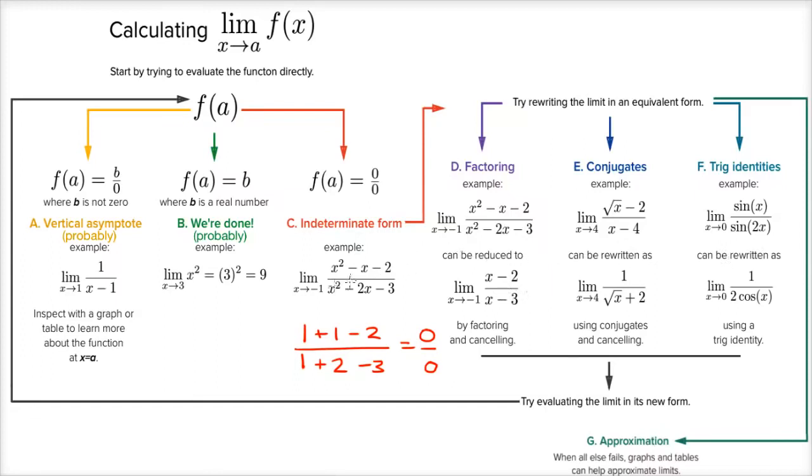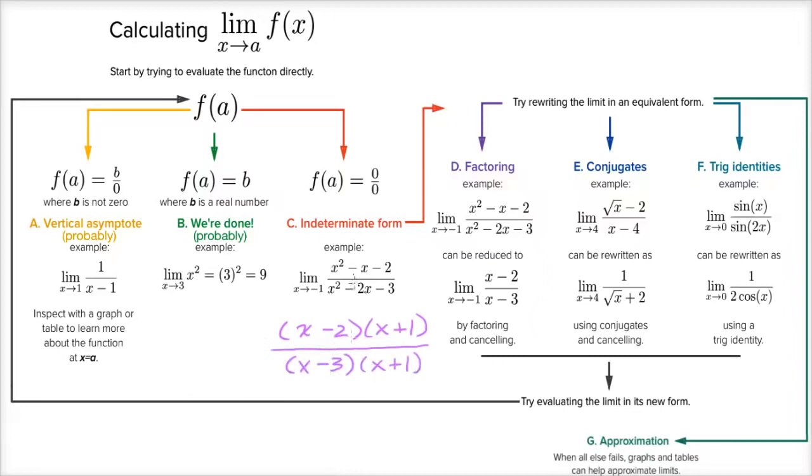So the first thing that you might want to try to do, especially if you're dealing with a rational expression like this and you're getting indeterminate form, is try to factor it. Try to see if you can simplify this expression. And this expression here, you can factor it. This is the same thing as x minus 2 times x plus 1 over, this would be x minus 3 times x plus 1.